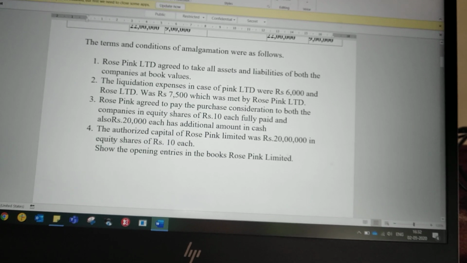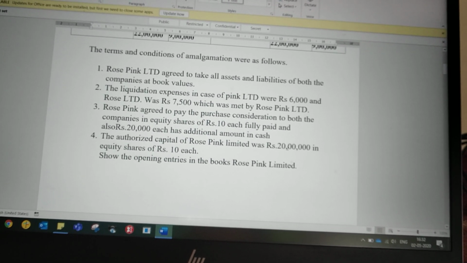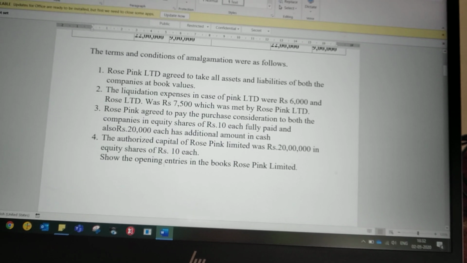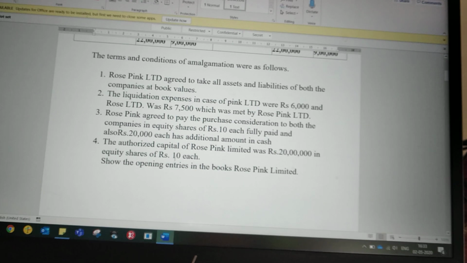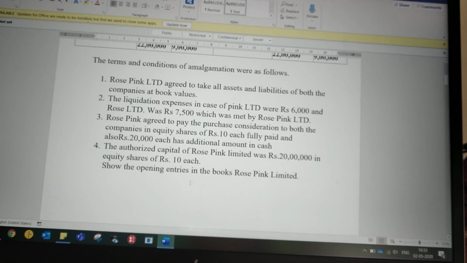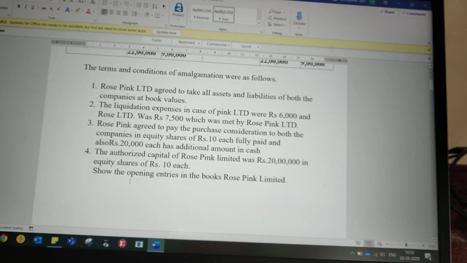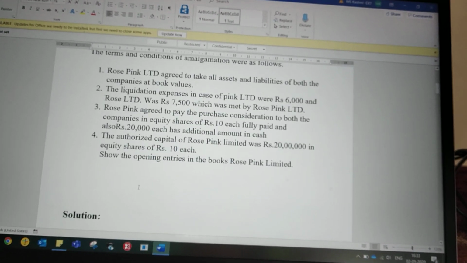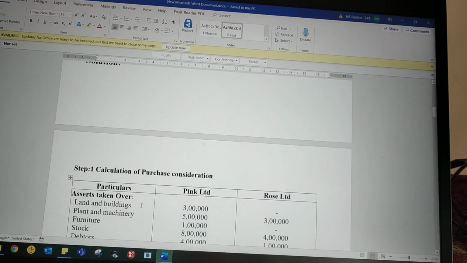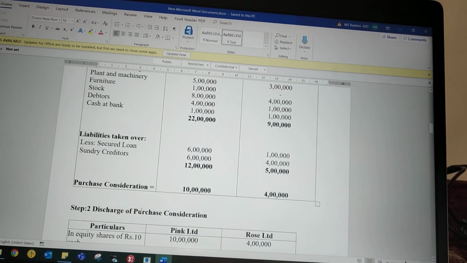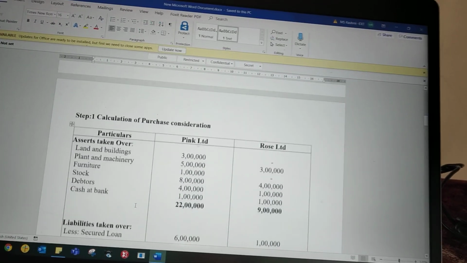Next, point number 4. The authorized share capital of Rose Pink Limited was 20 lakh in equity shares of rupees 10 each. Their authorized share capital is given, and in the balance sheet you have to mention that. Show the opening entries in the books of Rose Pink Limited. So here they are only asking for opening entries and the balance sheet that you have to prepare. Before that we have the calculation of purchase consideration.